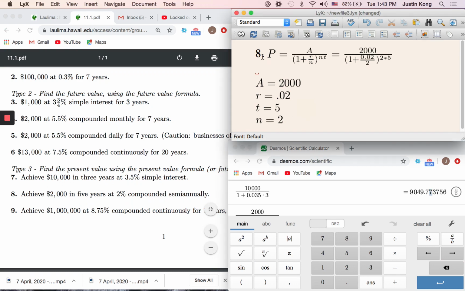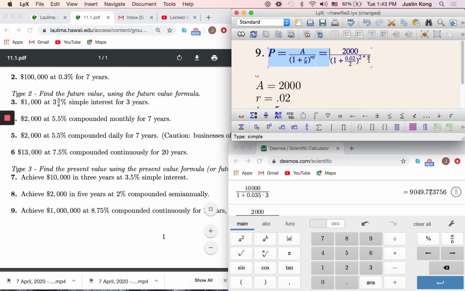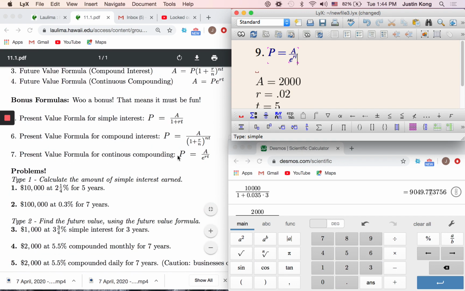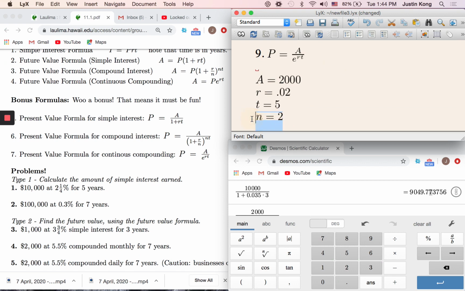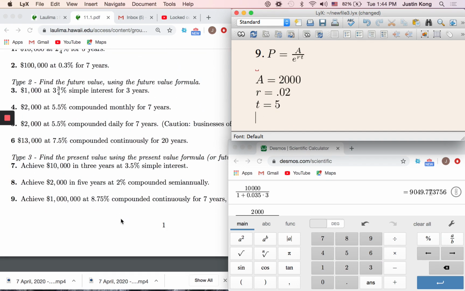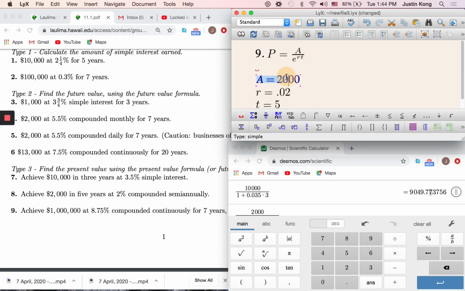Okay, last question. This time it's compounded continuously and I want to know present value, so use this formula: A over e to the RT. That's this one right here. P is equal to A over e to the RT. So now there's no n to worry about. In our question, we want to achieve $1 million. So A is $1 million.